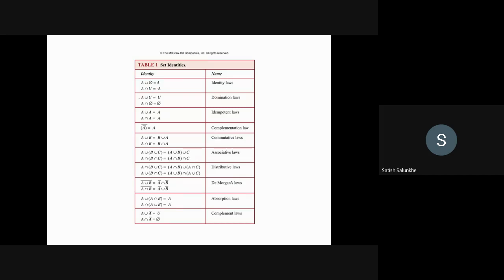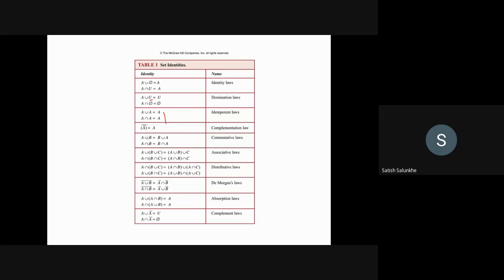Domination laws are about what operation we can perform with the universal set and the null set so that we get the universal set or the null set itself. So A union universal set, we will get the universal set. A intersection null set, we will get the null set. Idempotent law: if we perform the operation with the same set itself, we will get the same set. Double complement law or complementation law: complement of the complement of a set is the same set. Commutative law: union and intersection obey the commutative law. A union B is equivalent to B union A. A intersection B is equal to B intersection A.